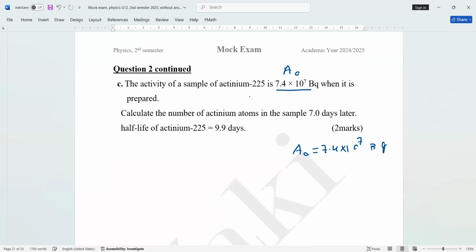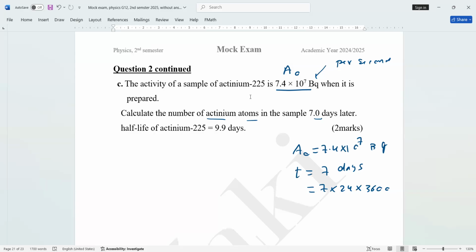Calculate the number of atoms in the sample 7 days later. 7 days, this is the time. It's a good idea to convert, because Bq means per second. Then we have to convert it to seconds. 7 days, 7 multiply 24 multiply 3600. Now we can calculate this.